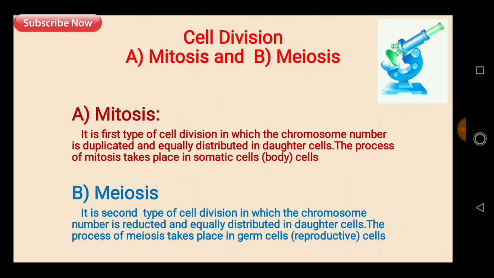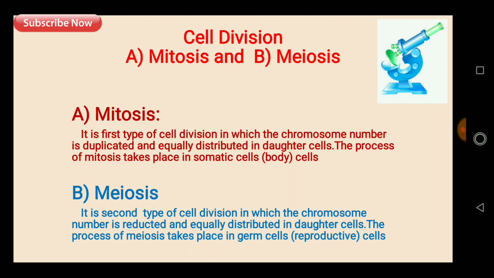Cell division, as I told you, has two different kinds. One is mitosis and the second one is meiosis. Mitosis is the first type of cell division, in which the chromosome number is duplicated and equally distributed in the daughter cells. This process of mitosis takes place in the somatic cells, while meiosis is a second type of cell division. It is also called the reduction division, in which the chromosome number is reduced and equally distributed to the daughter cells.